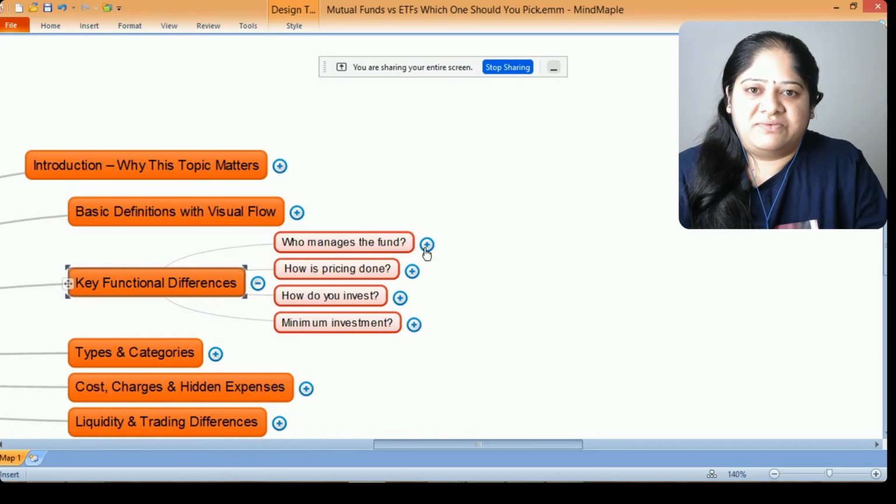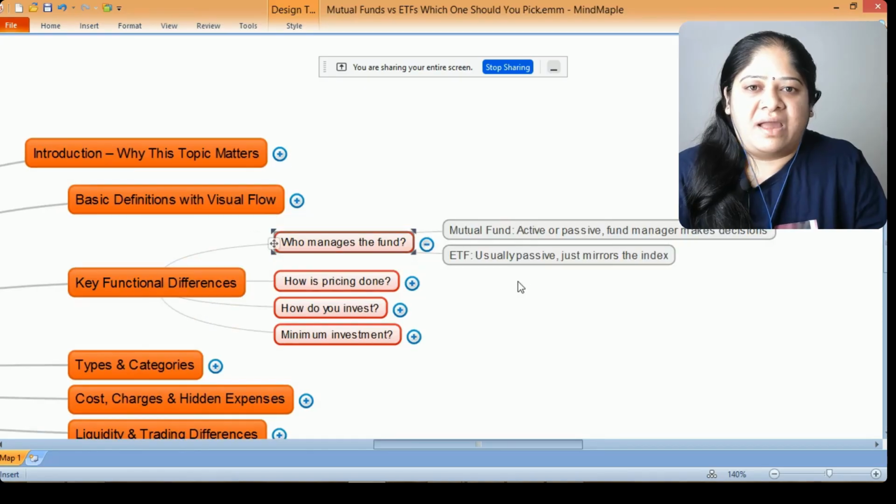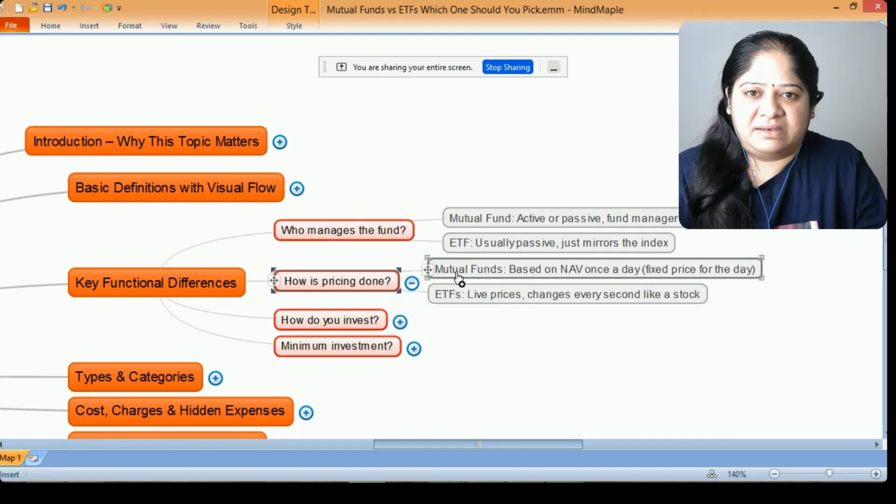Key functional differences. Who manages the fund? Mutual fund: active or passive, fund managers make decisions. Exchange traded fund: usually passive, just mirrors the index. How is pricing done? Mutual fund: based on NAV once a day, a fixed price for the day. ETFs: prices change every second like a stock.